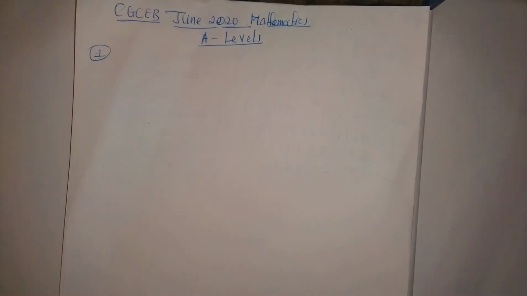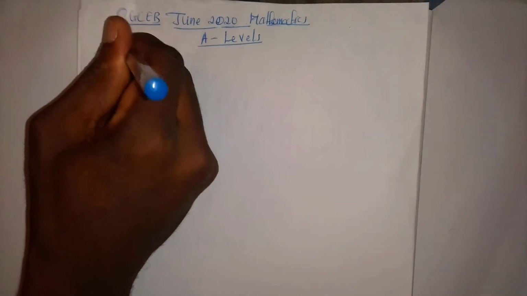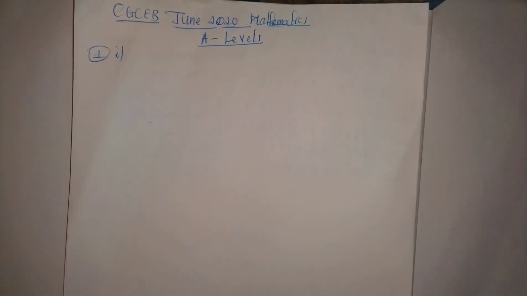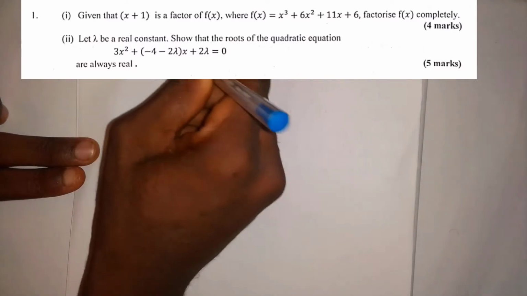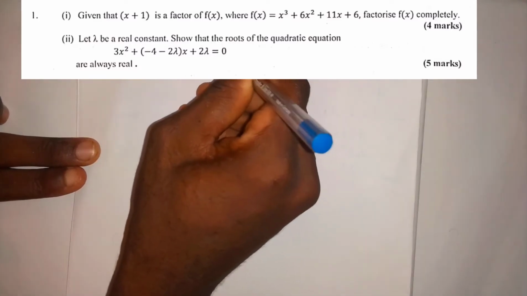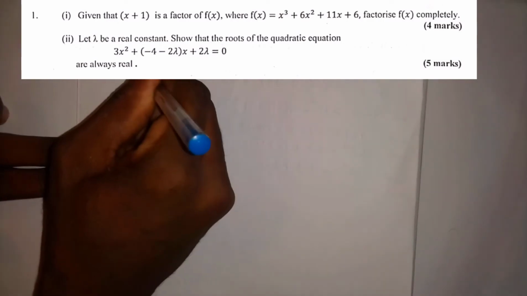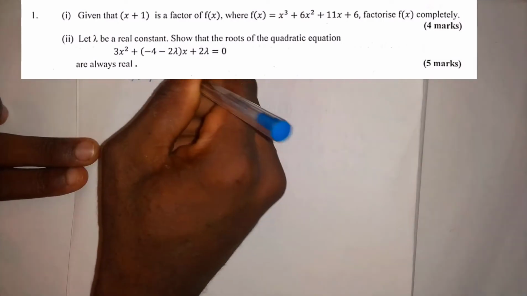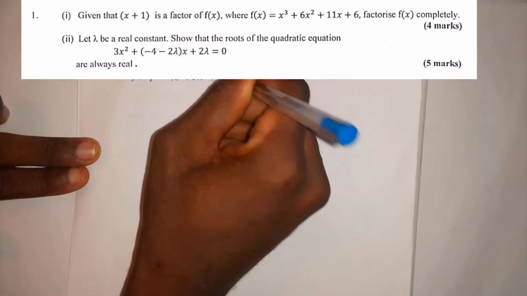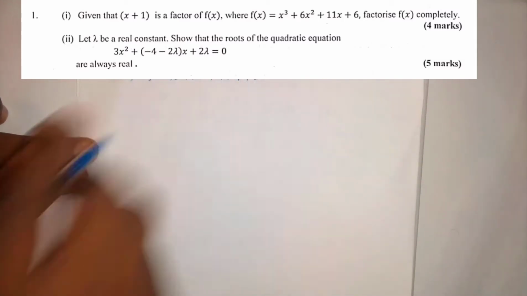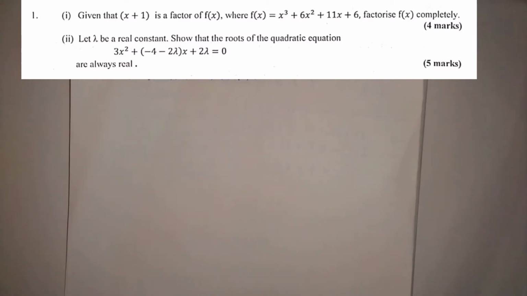So the very first question, Roman 1, reads: given that x plus 1 is a factor of L of x, where L of x has been given as x cubed plus 6x squared plus 11x plus 6, let's factorize L of x completely.